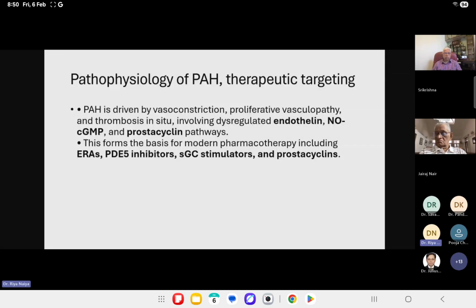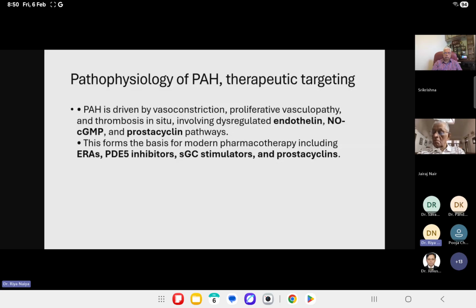Coming to a quick overview of pathophysiology of PAH, as this helps in understanding where the drugs or the pharmacotherapy actually act. PAH is driven by vasoconstriction, proliferative vasculopathy, and thrombosis in situ, involving dysregulated endothelin, nitric oxide, cGMP and prostacyclin pathways. This forms the basis of modern pharmacotherapy, including the use of drugs like ERAs, PDE5 inhibitors, sGC stimulators, and prostacyclins.